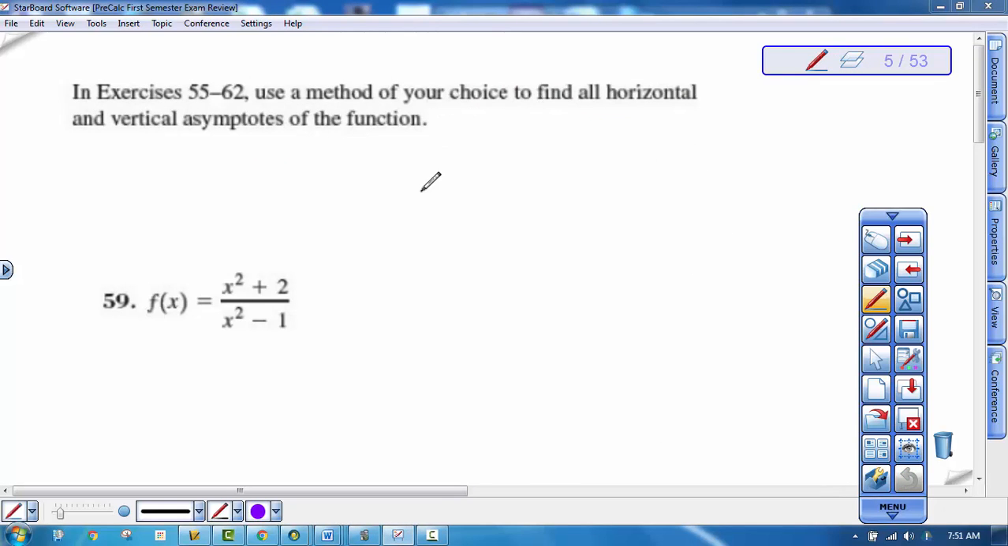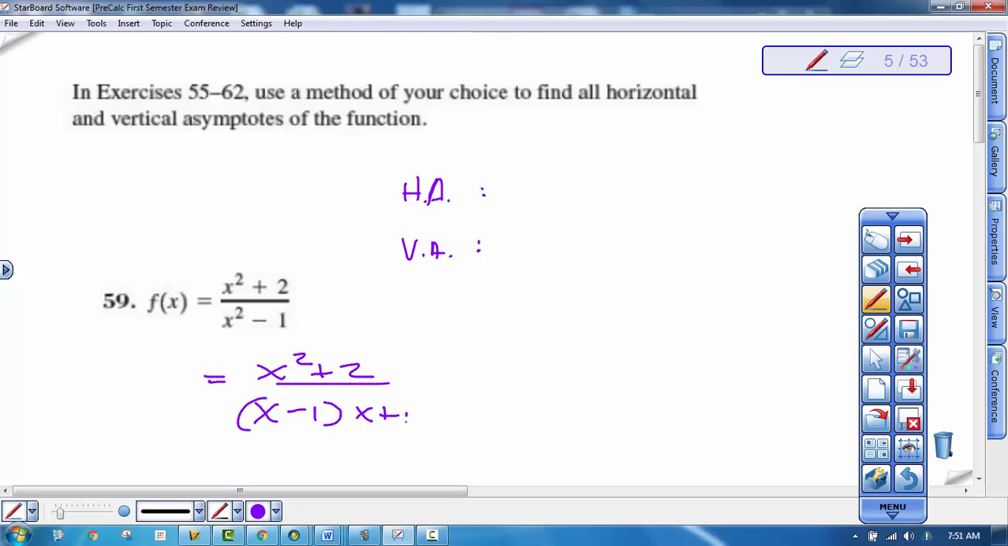Okay, the next question wants to find horizontal and vertical asymptotes. So let's find the horizontal asymptotes and the vertical asymptotes. Now, I'm going to factor this. I usually try to factor it if I can. X minus 1 and x plus 1 in the bottom. And so therefore, the vertical asymptotes occur as zeros in the denominator. So those would be x equals 1 and x equals -1.